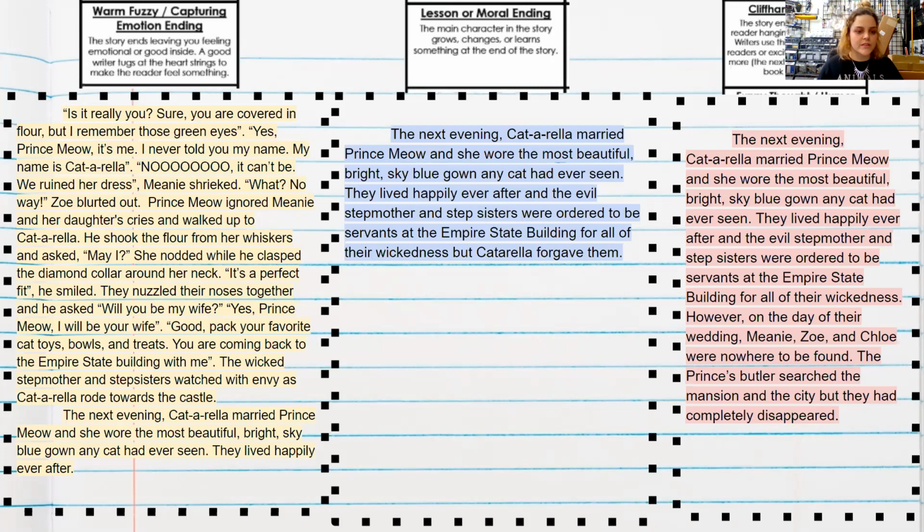The wicked stepmother and stepsisters watched with envy as Catarella rode towards the castle, towards the Empire State Building. The next evening, Catarella married Prince Meow, and she wore the most beautiful, bright sky blue gown any cat had ever seen. They lived happily ever after.